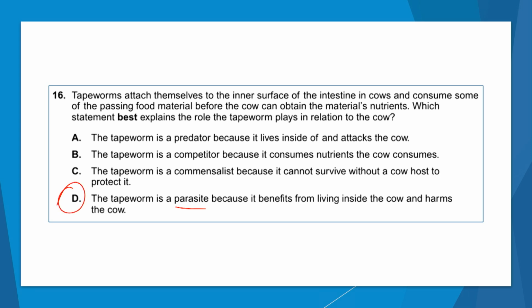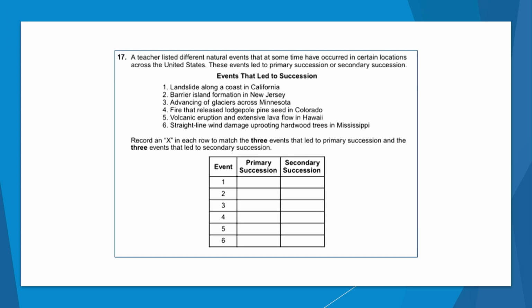The tapeworm is a parasite. The cow is a host. The parasite is harming the cow. And so that is a great example of parasitism. Okay, great. Let's move on to the next one.